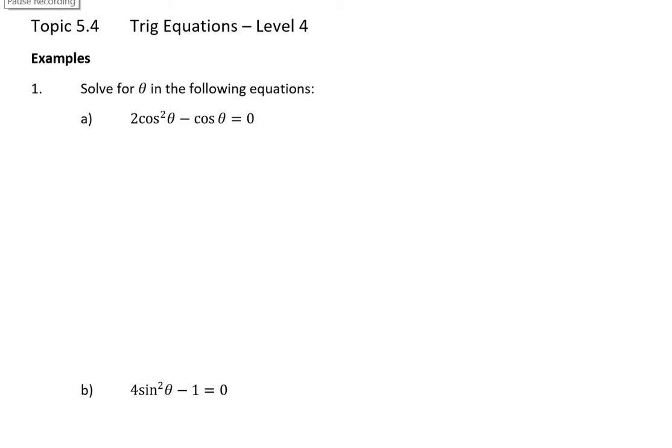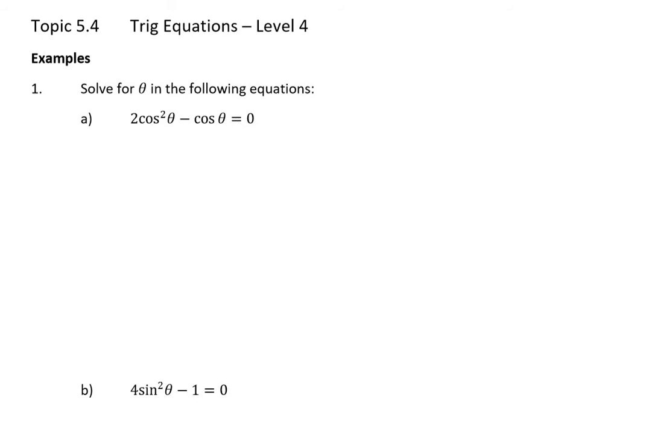Hi grade 11s, now that we've done levels 1 to 3, hopefully we're feeling really comfortable with the basics of trig equations. And so we're stepping up to level 4 now, which is the first time trig equations become a little bit interesting. Having said that though, these are definitely my favorite types of equations. So let's have a look.